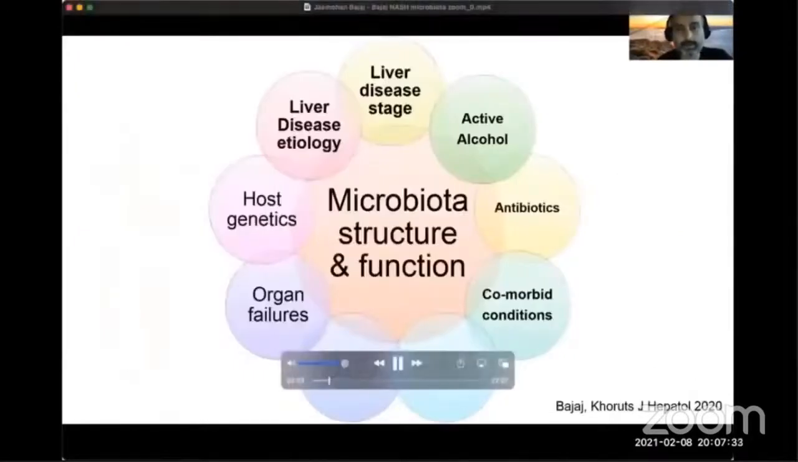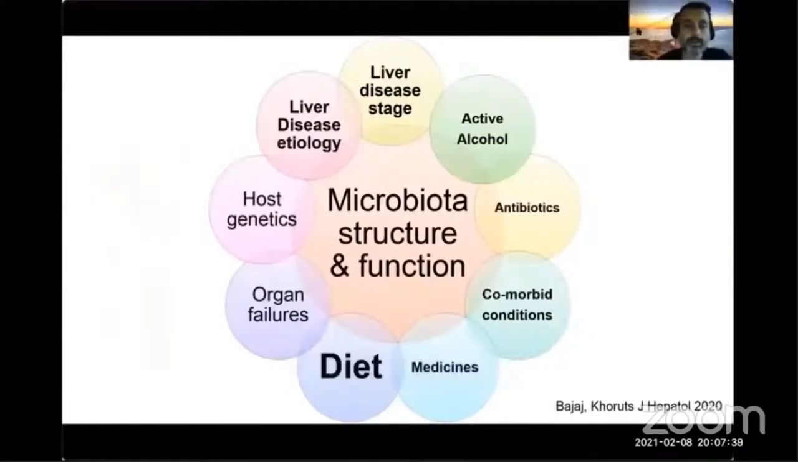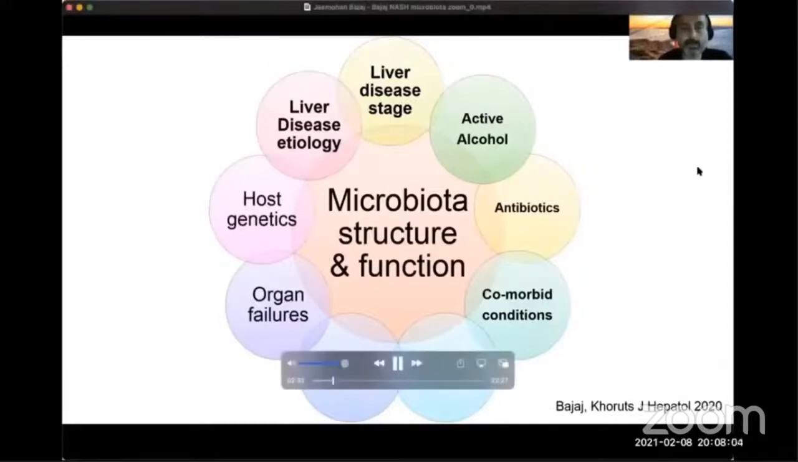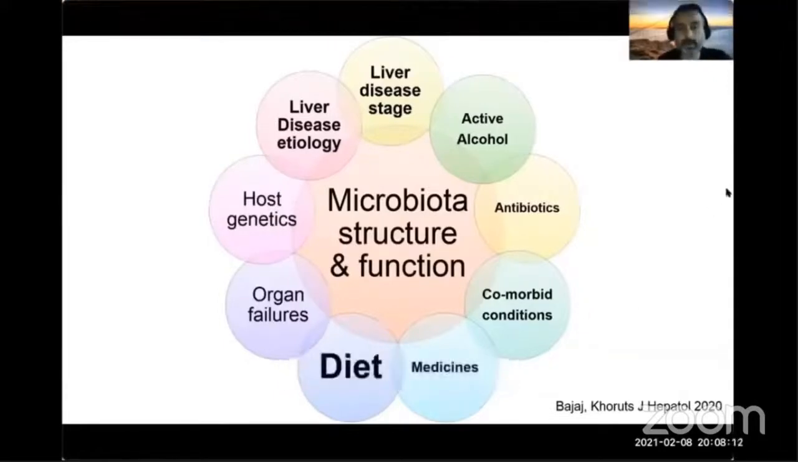So before we go any further, we have to remember the microbiota is not a static thing. The structure and function of the microbiota depends on many, many things: active alcohol use, antibiotics, comorbid conditions, medicines, diet, which is very important, organ failures, host genetics, liver disease stage, as well as etiology. So all of these things have a huge influence on the microbiota structure and function. Therefore, we need to figure out what specifically is unique to our population that we're looking at, and not just assume that everything that is published will be automatically applicable for the population that you take care of.